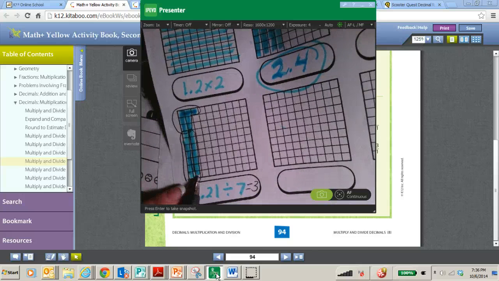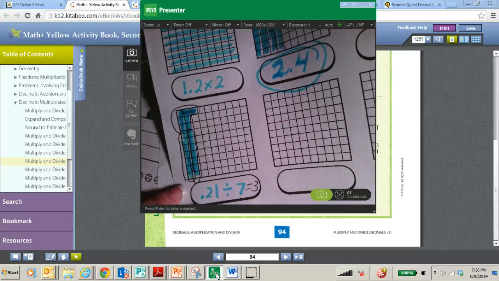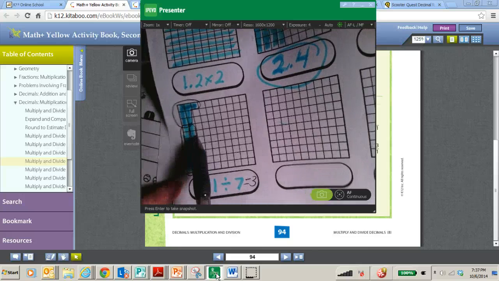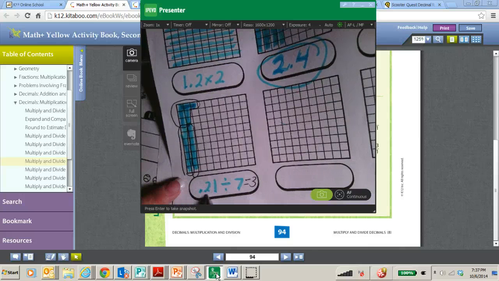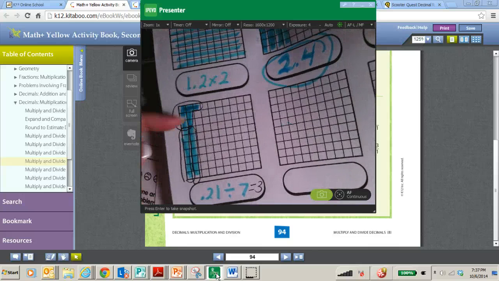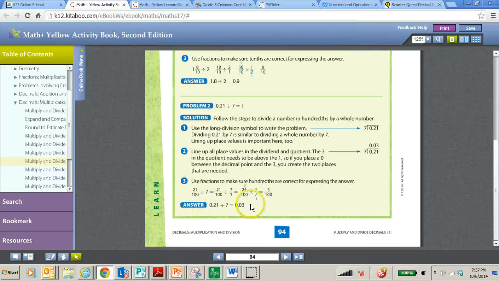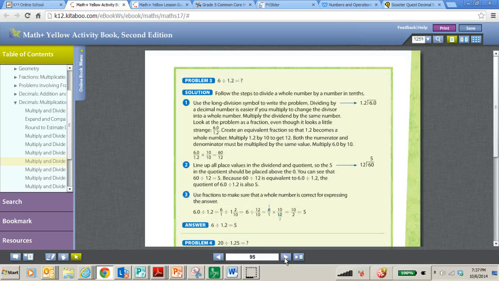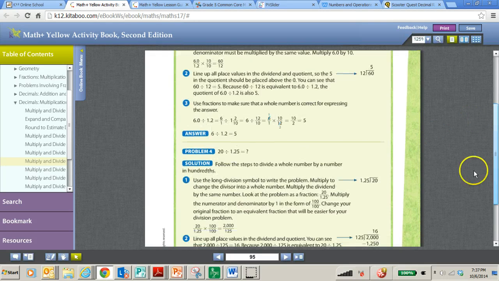This is what your child is likely to see on the end of the year assessment. It's not about multiplying by an algorithm, it's about modeling and breaking up 21 hundredths into groups of 7 and how many groups did you make. So when you see problems in the OLS like this and like this, pull out that grid paper and help your child work it out on the grid paper. Again, here are some other examples. We have 6 wholes and we divide by 1 whole and 2 tenths. Very doable on the grid paper.